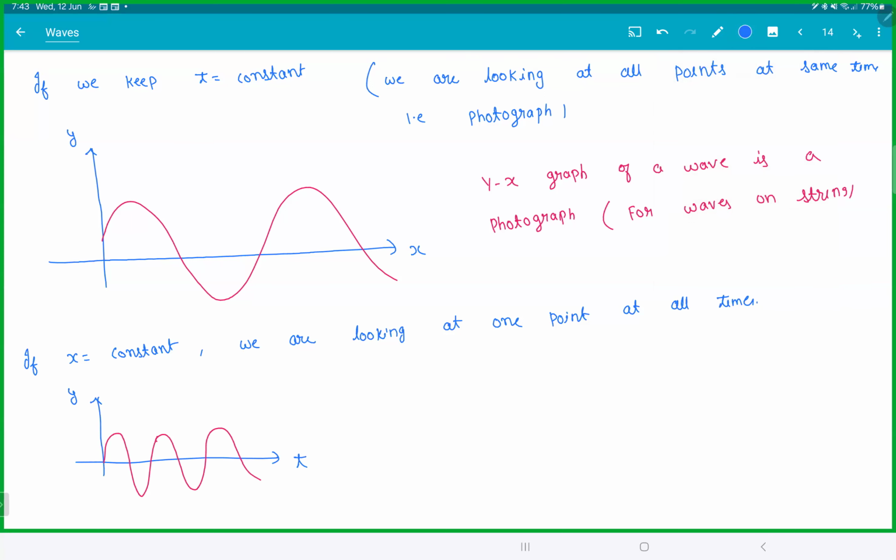Going ahead. So how do you decide how an equation looks like? There are three conditions any equation has to satisfy for it to be a wave.